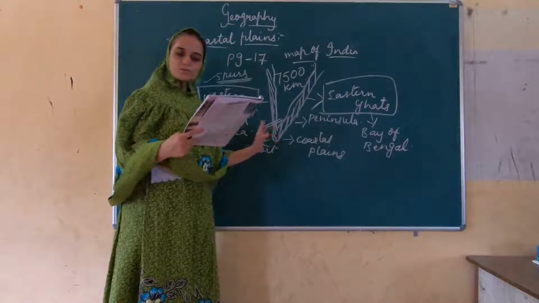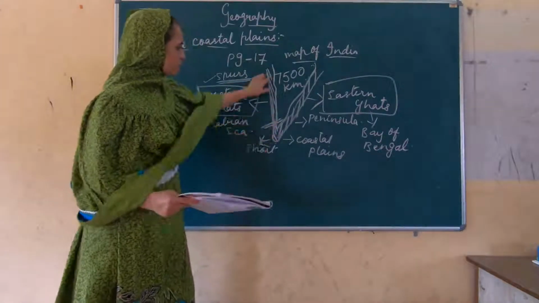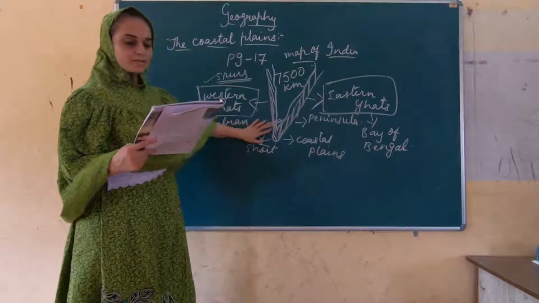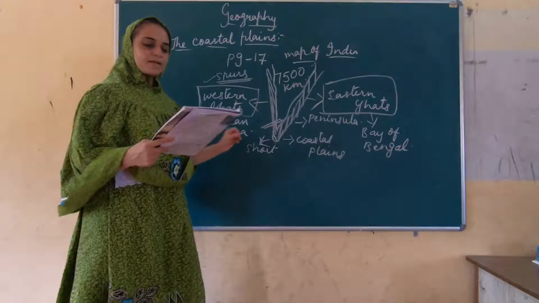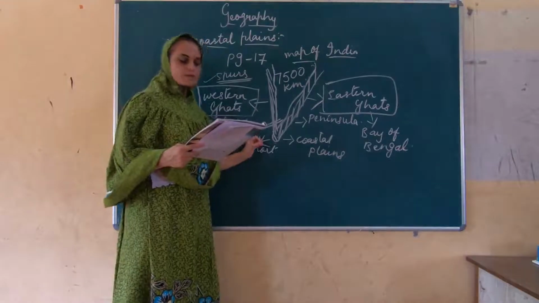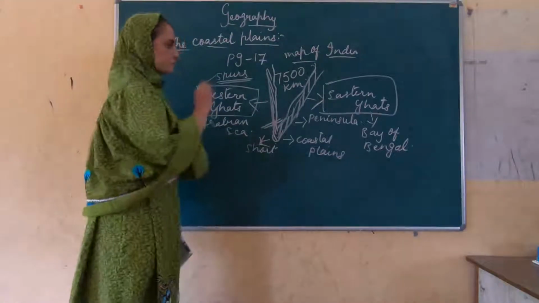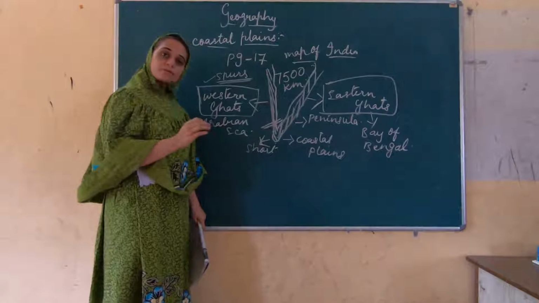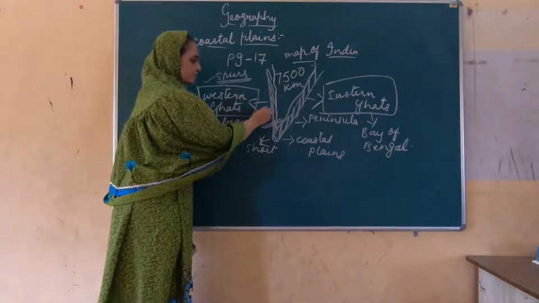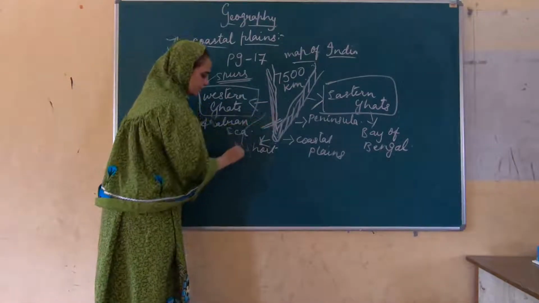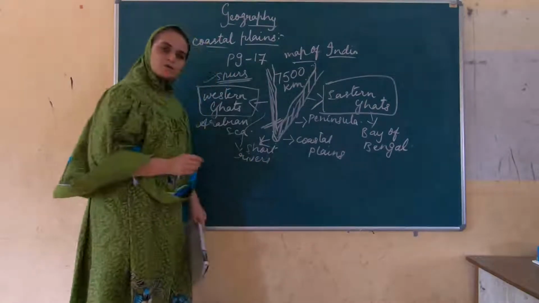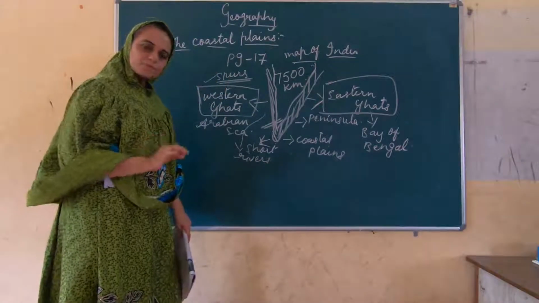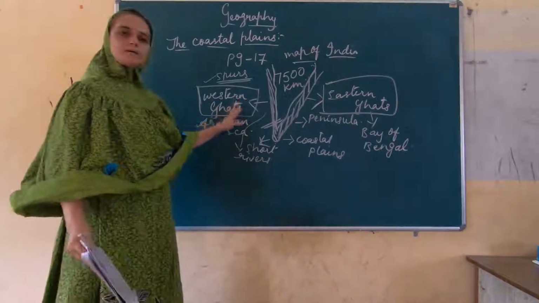Its width is also less. Rivers originating from the Western Ghats are short and swift, and hence they form estuaries but not deltas. So what is being written here is that the rivers originating from the Western Ghats are very short and swift, and they form only estuaries.